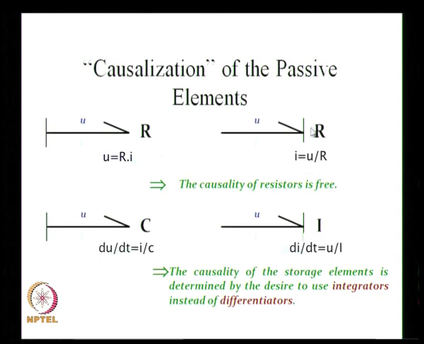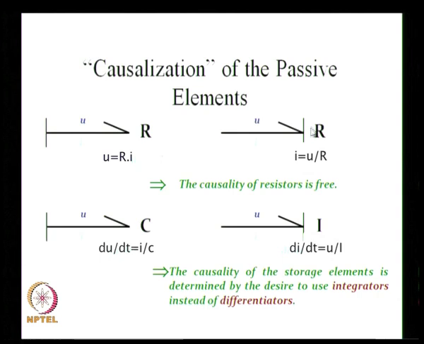Then coming to the C element, here you cannot have various causalities, because you can have only one kind of relationship. You can see this is a differential relationship, du by dt is equal to I over C. So normally we write it as u equals 1 over C integral of I dt. That is the relationship you can find for this, so in this causality you will be getting an integral relationship.